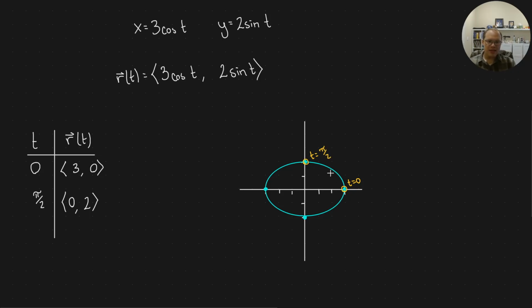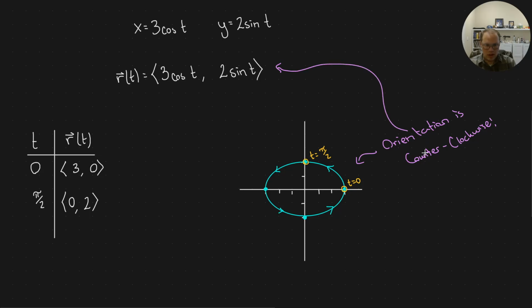Okay, so as t increases, I'm going this way. This is the orientation of my current parameterization. I'm going counterclockwise. That's not the direction I want. The orientation is counterclockwise. Okay, so how do I change the orientation?